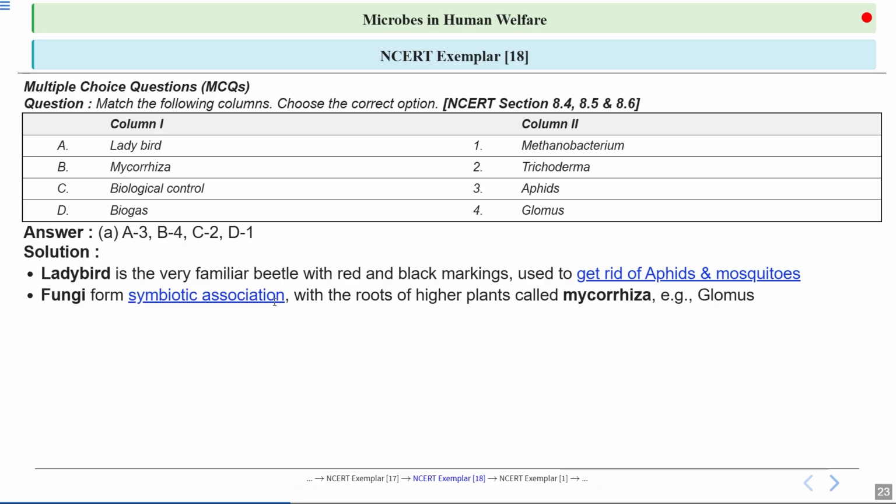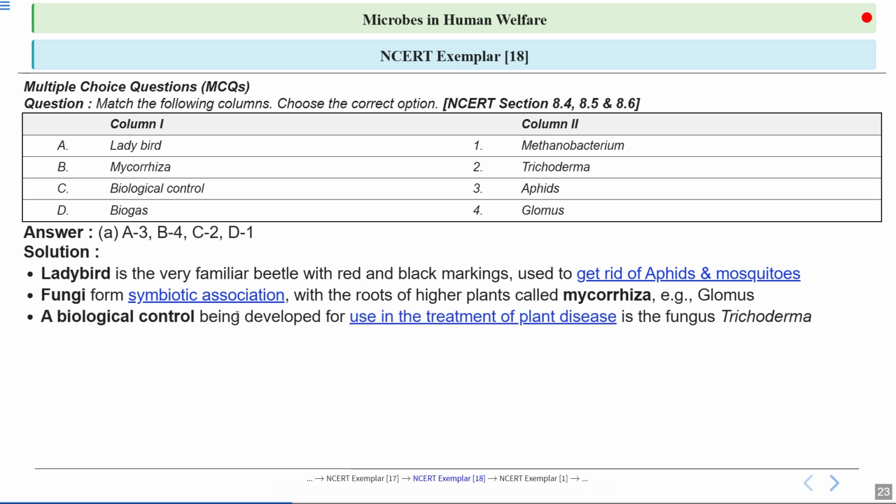Then fungi, they form symbiotic association with the roots of higher plants. These fungi are known as mycorrhiza. Example is the Glomus genus. Okay, clear? Next one, biological control being developed for use in treatment of plant diseases is the fungus Trichoderma. So Trichoderma is used as a biological control agent. It is used for the prevention of certain plant diseases which are caused by fungi. Clear? So that's why C should be 2.